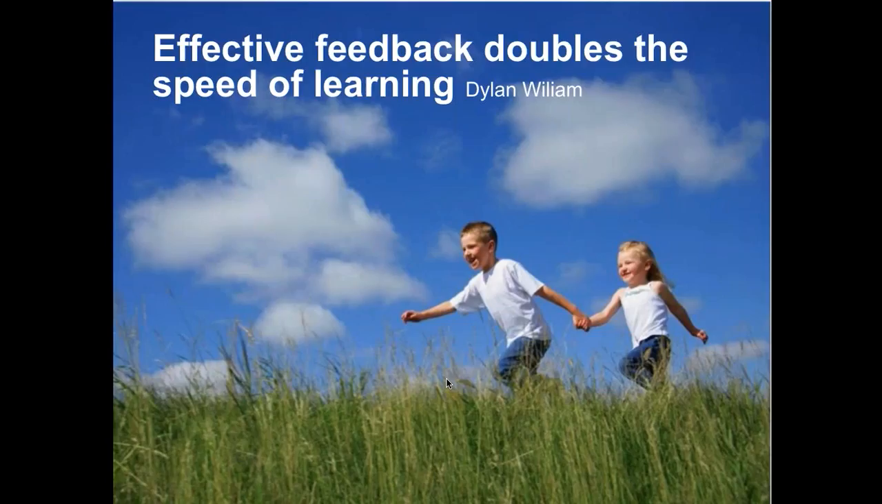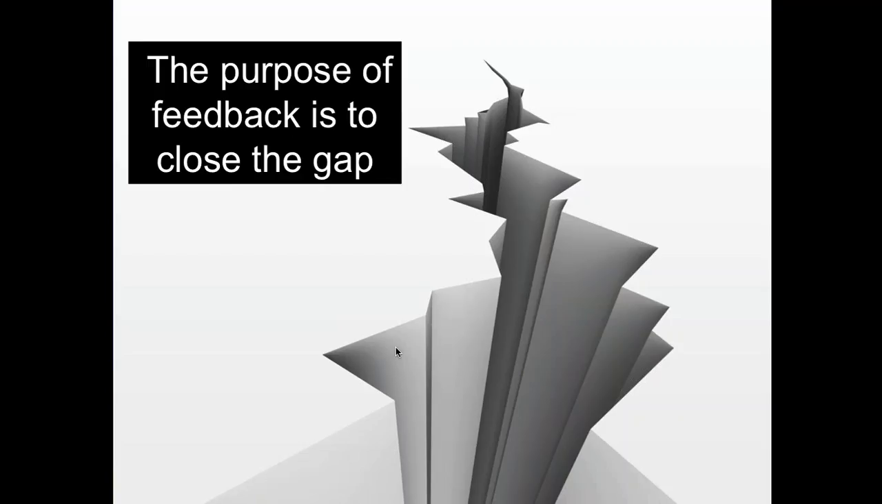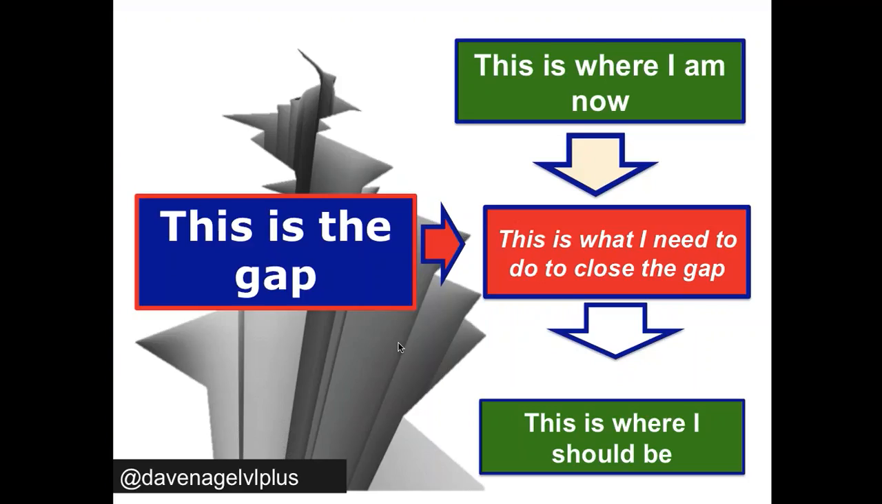When we look at the research of Dylan Wiliam, I stress that first word, effective feedback. If I ask anyone to think of a time when they received feedback in their life that was effective, it's not about positive or negative. Did it increase your performance? Effective feedback can double the speed of our learning. And the purpose of feedback anytime is to close whatever gap is present. And the gap is from where I should be, from where I am now.